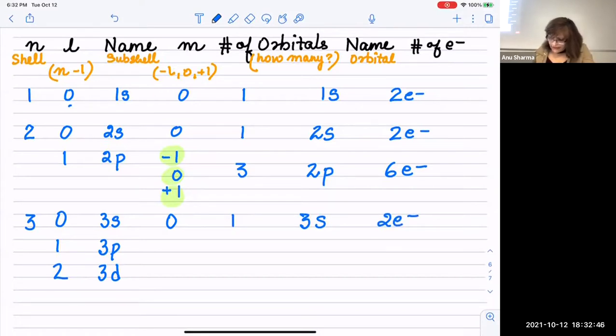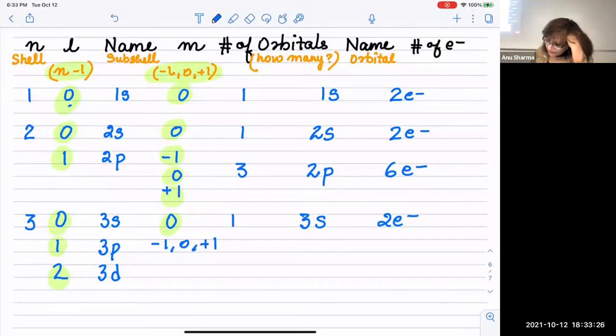So what's the value of M? Just related to this. So focus on these numbers, and these guys relate to that. So for 3p, if the value of L is 1, what is the value of M? Don't forget these guys on top. Minus, 0, plus those values. So it is going to be minus 1, 0, plus 1.